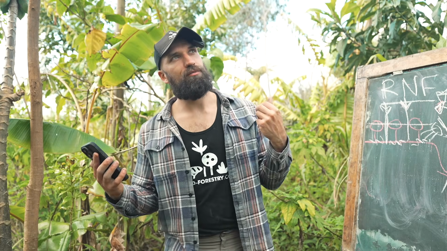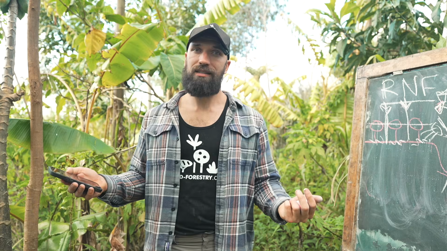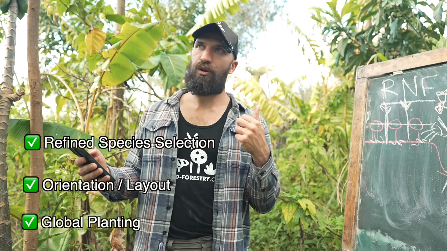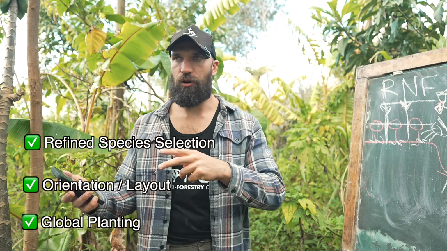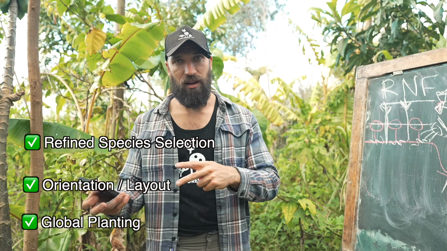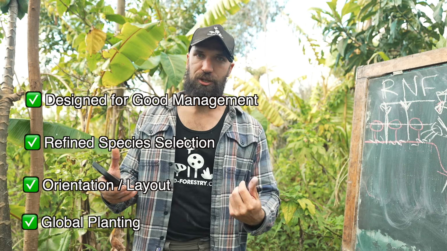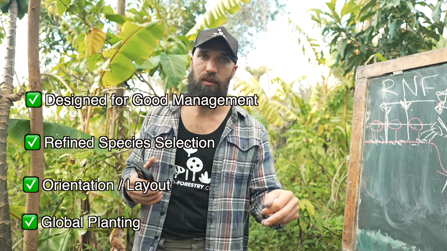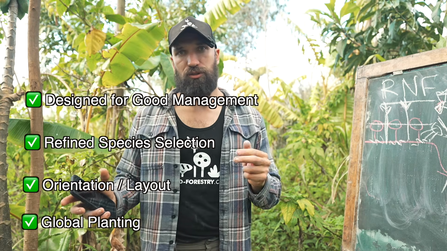So if I could start over from scratch here at this farm, that's more or less how I would do it. Global planting of pioneer species, better orientation, layout, and access, more thoughtful species selection for niche or higher value crops, value added stuff, and designing it for good management rather than having a good design. So a lot of that is also based on equipment. That's what I'd be looking at.